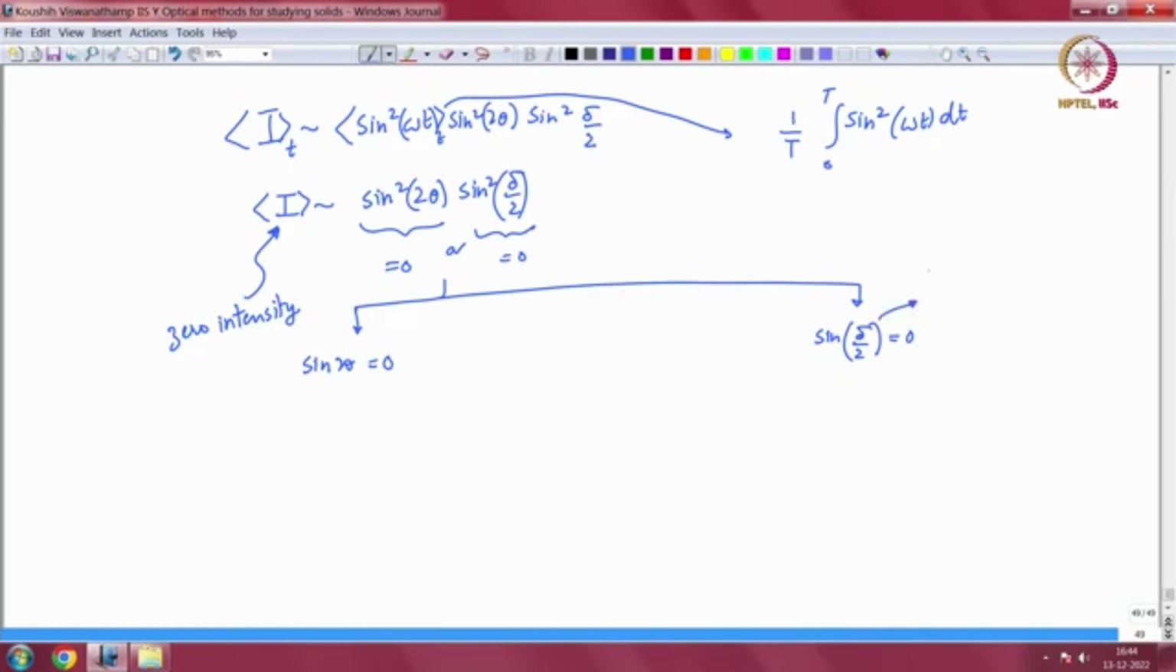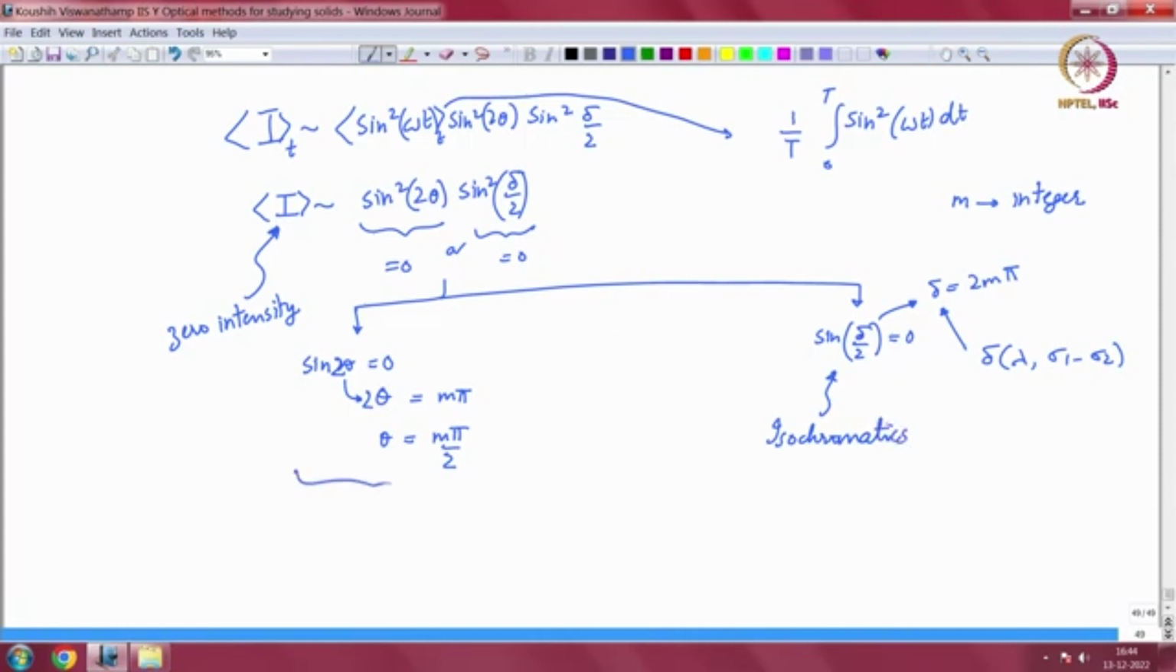So this will happen when delta is 2 m pi, since sine pi is also 0, and this will happen when 2 theta is m pi, or theta is m pi by 2. M is an integer. So this is exactly what we discussed before. Delta of course is the same one that depends on the lambda and sigma 1 minus sigma 2, and this gives the condition for an isochromatic, and this gives the condition for the isoclinics.